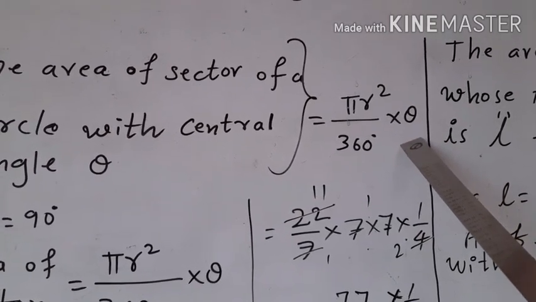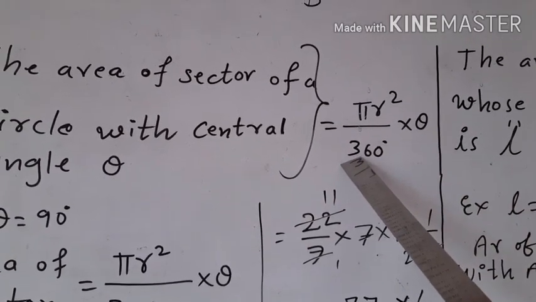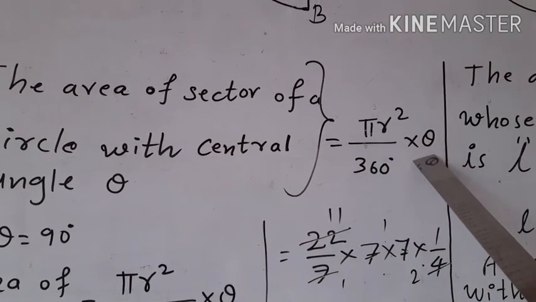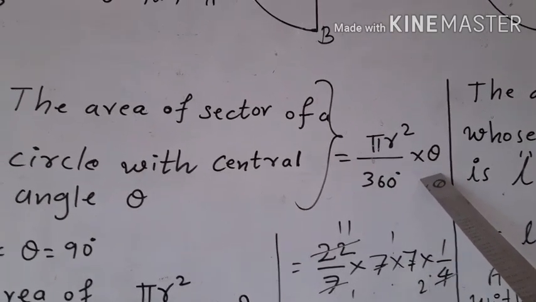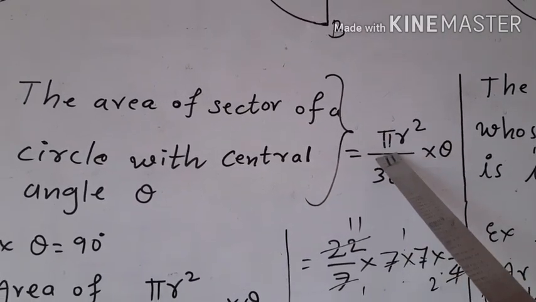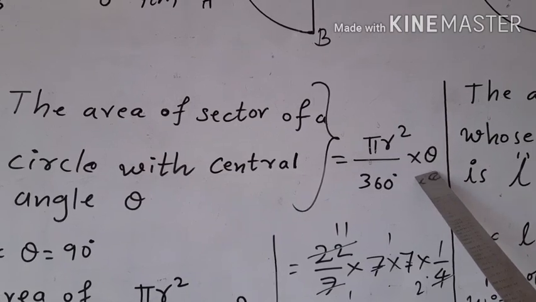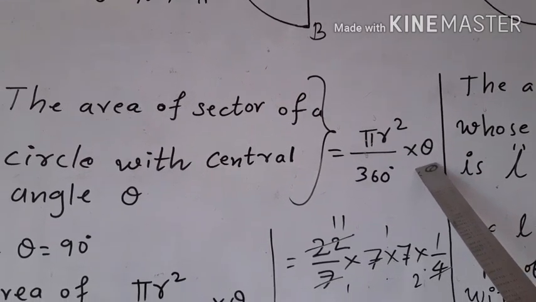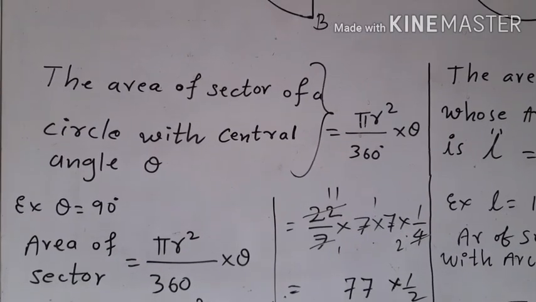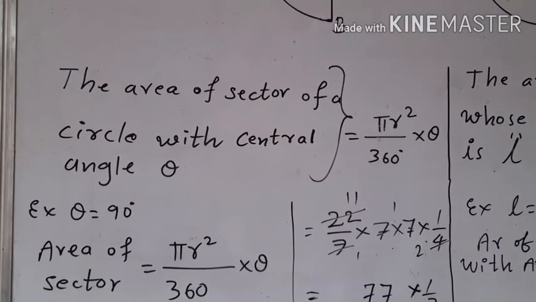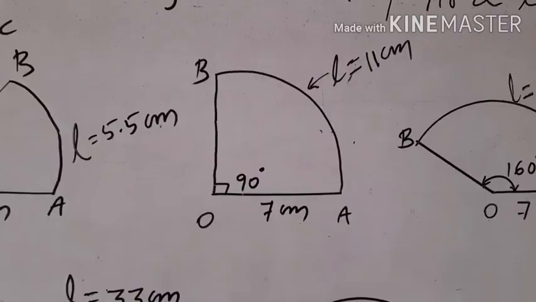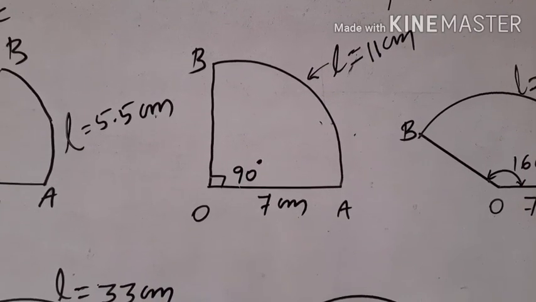What do we mean by this? When the central angle is 360 degree, the area is πr². But when the central angle is theta, how much is the area? Means for this much central angle, this much is the area. For this much central angle, how much is the area? So by using this formula, we can calculate the area of the sector with any angle from 0 to 360. Let us take an example.